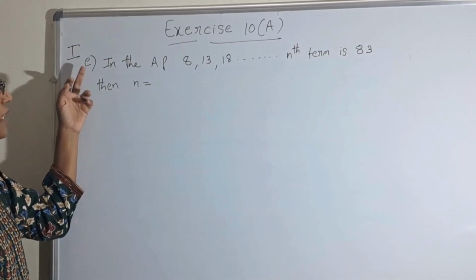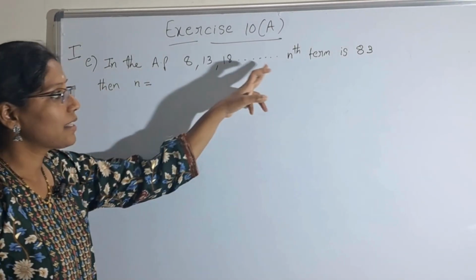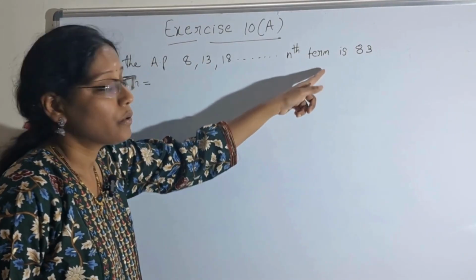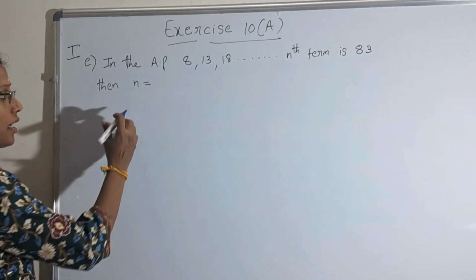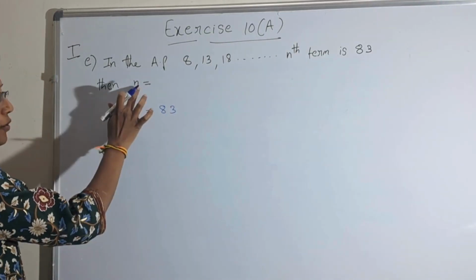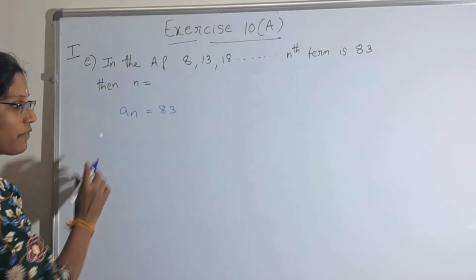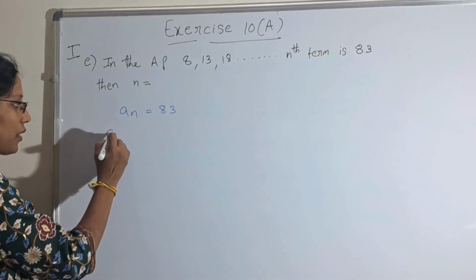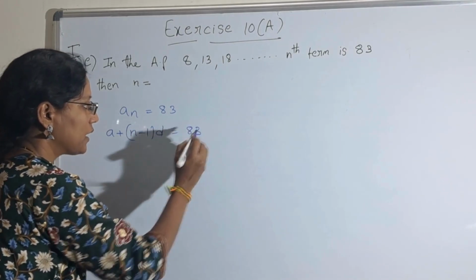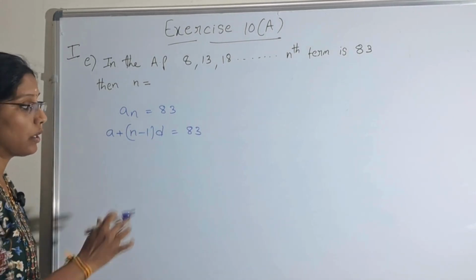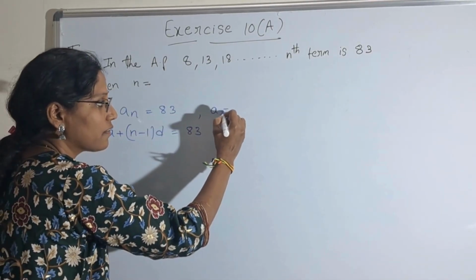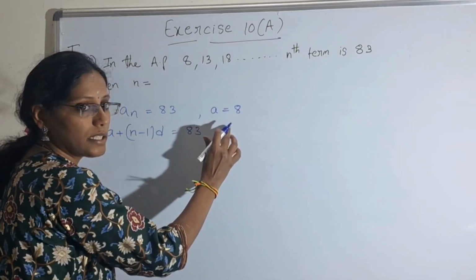Next problem, first main E problem. In the AP series they have given 8, 13, 18 and so on. The nth term is 83. So the nth term we can write as An is equal to 83, they have given. Here we have to find the n value. So we write the nth term of AP formula: A plus n minus 1 into D is equal to 83. Here the A value and D value we don't know, so we have to write them from the series. The first term is A. 8 is the first term.